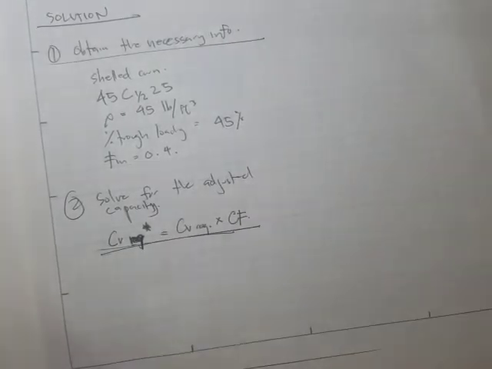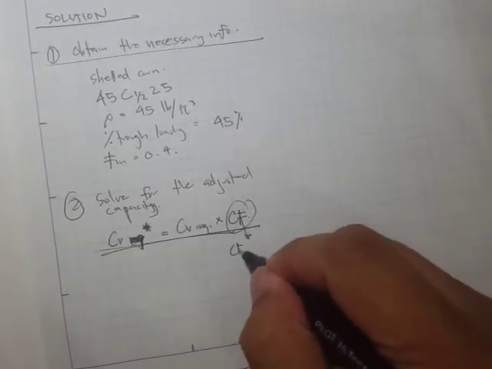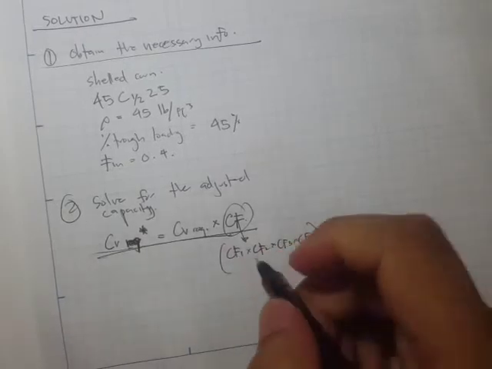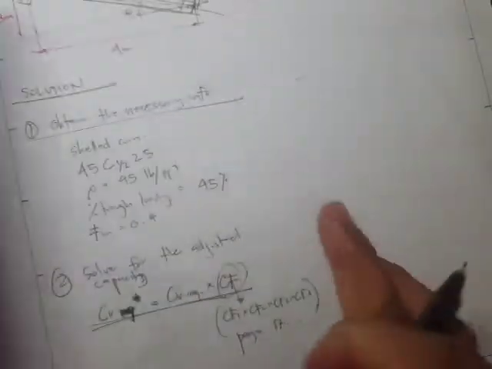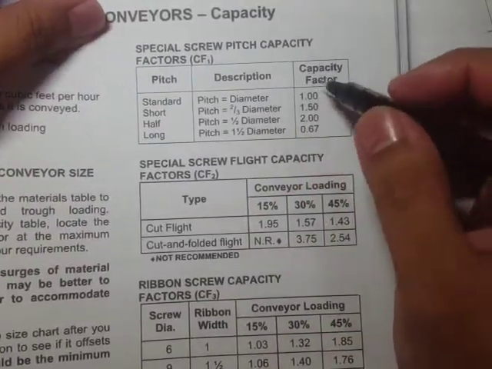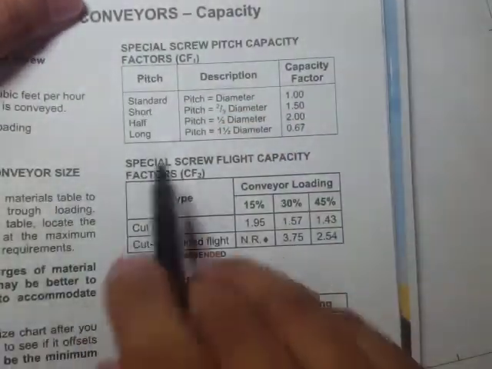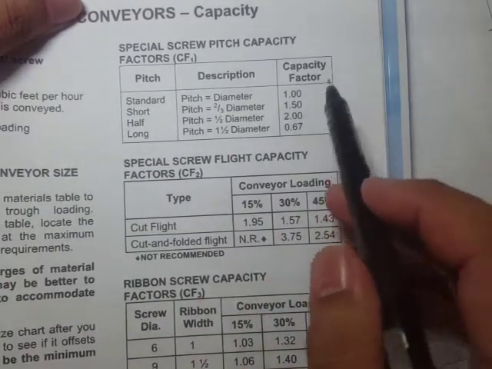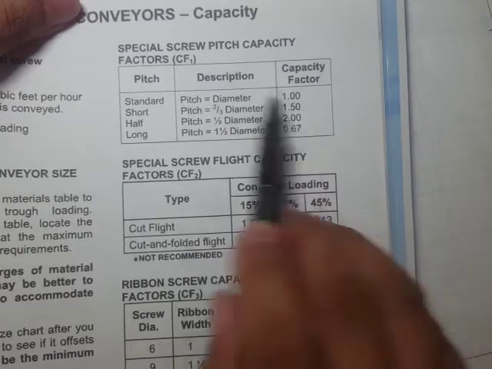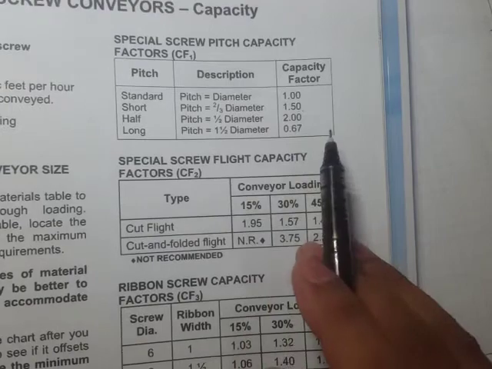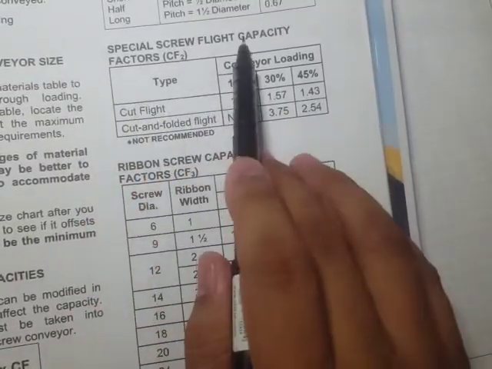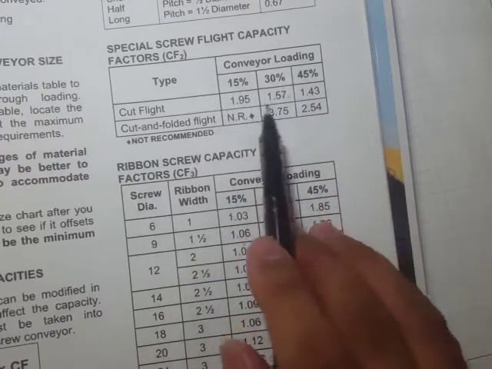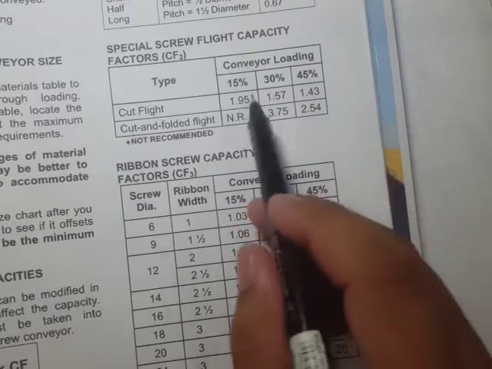capacity factors. Okay, so what is this capacity factors? It's actually a product of many factors. CF1 times CF2 times CF3 times CF4. Right? So you can go to page 17 of the catalog. You'll find tables for CF1, special screw pitch capacity factors. So if you have a standard, you have a capacity factor of 1.0. If you have short, then you have to multiply that to 1.5, and if it's half, then 2.0. For long, this is 0.67. Okay, and if you have a special flight, let's say you have a cut flight or cut and folded flight, and then depending upon the loadings, then you have to take into account these factors.